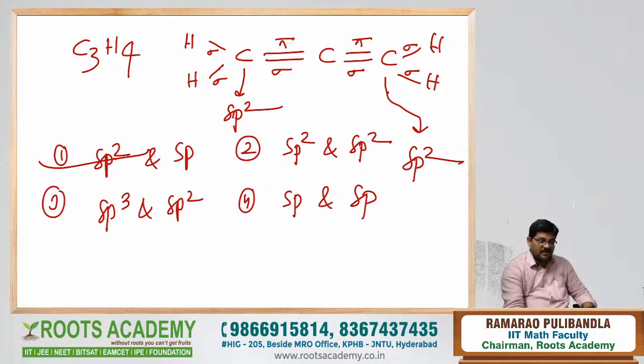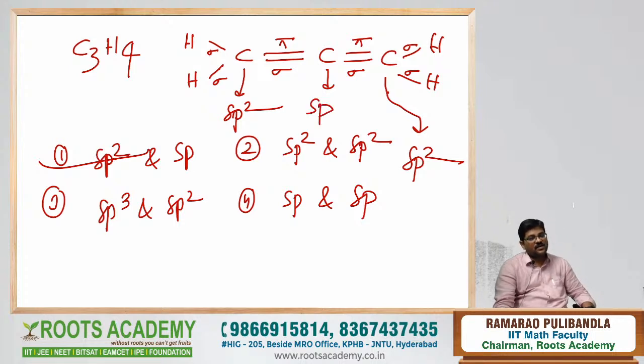And see the middle carbon. The middle carbon has only 2 sigma bonds. 2 sigma bonds means what? The hybridization is sp. The hybridization is what, Nana? sp. Yes or no? That's why in the rings, sp2 and sp hybridization is available.